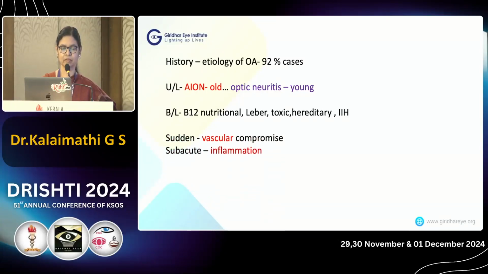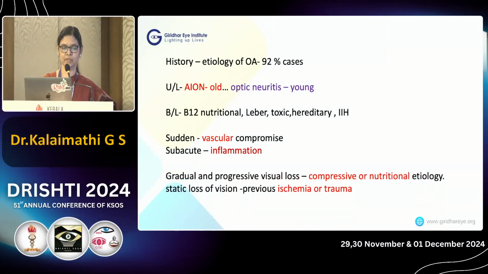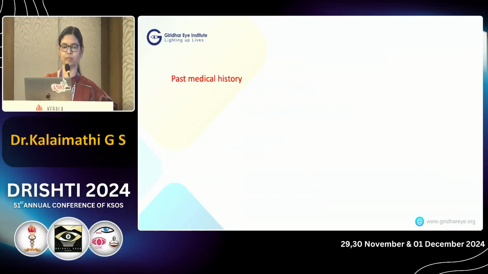If the visual loss is sudden, then we have to think in terms of vascular etiology, and if it is subacute, then we have to think in terms of inflammation. If the visual loss is gradual and progressive, we have to think in terms of compressive or nutritional etiology, or if it is static, we have to think in terms of ischemia or trauma. So, past medical history is very important in diagnosing the etiology of the optic atrophy.